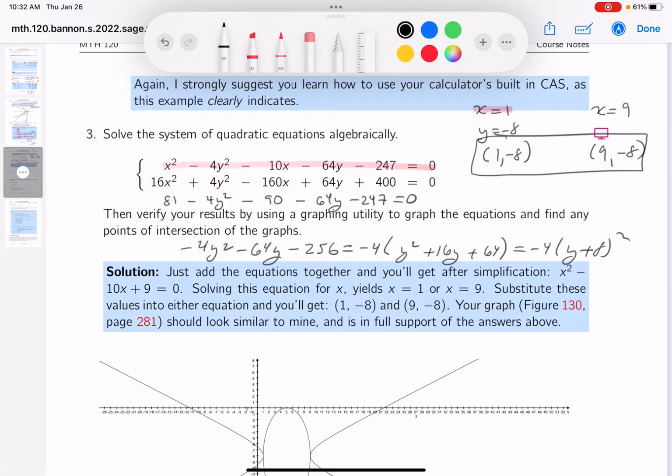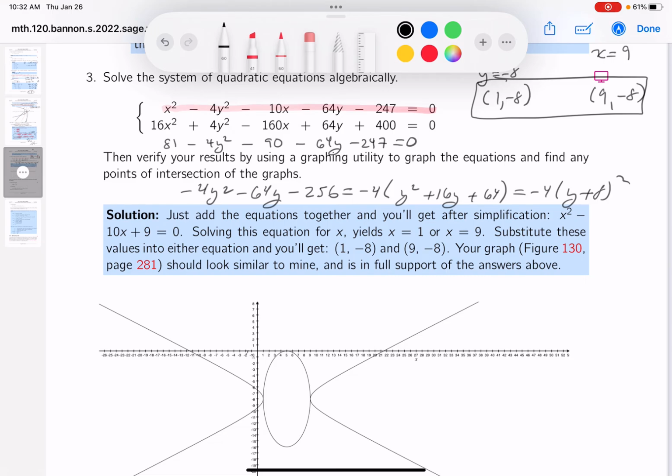intersection. By the way, they do tell you to use a graphic utility. I would recommend you use Wolfram Alpha, and ask it to graph it. Say graph this and graph that. You have to type them both in, by the way. I'm hoping it does that. I get a picture like this over here.